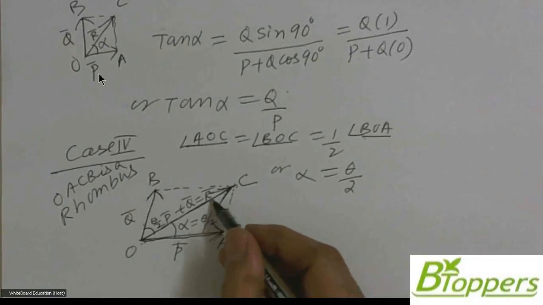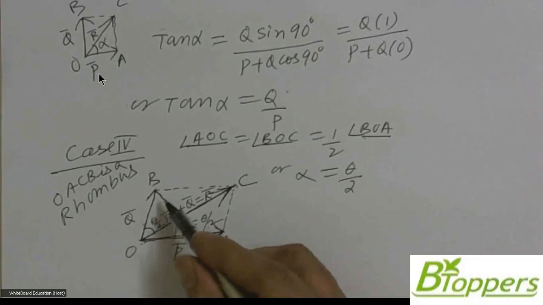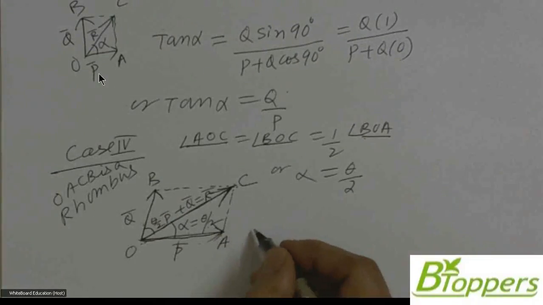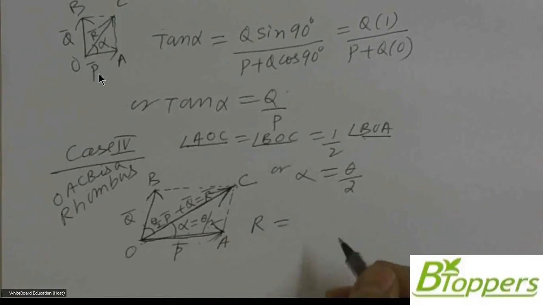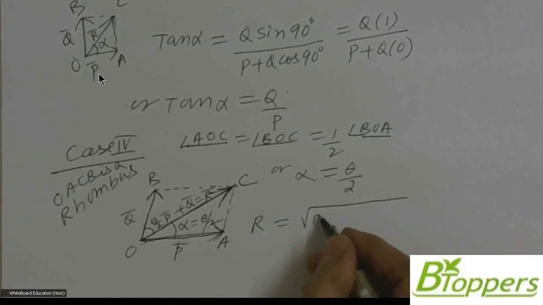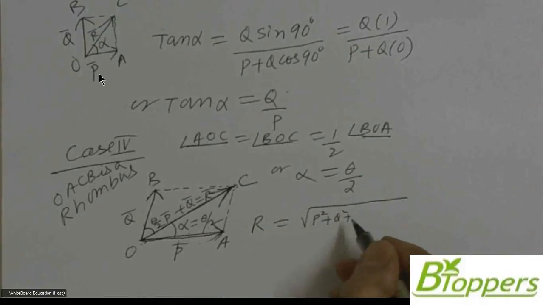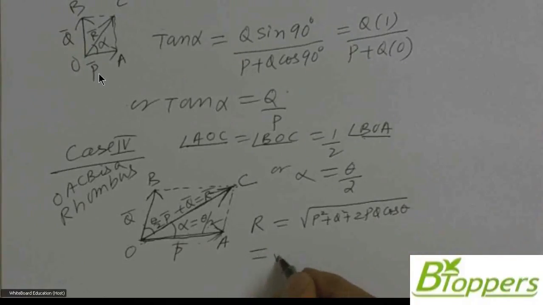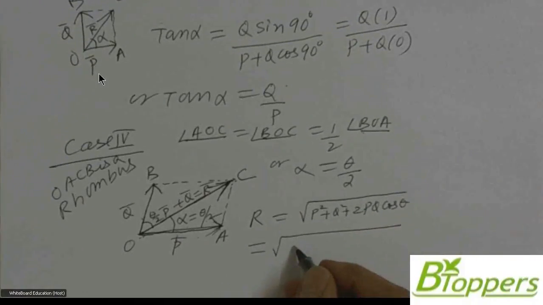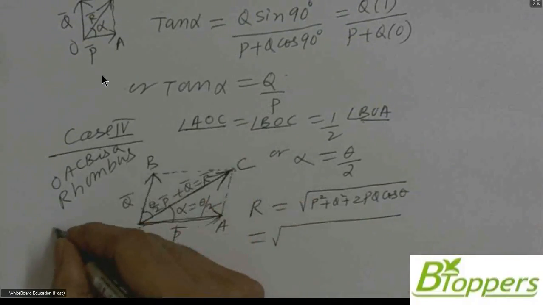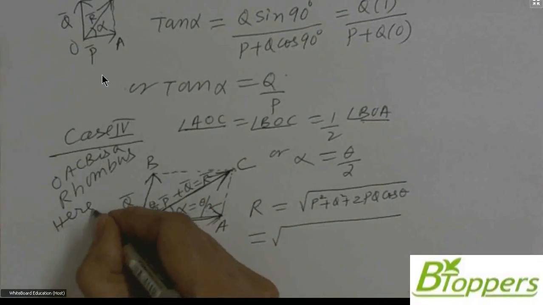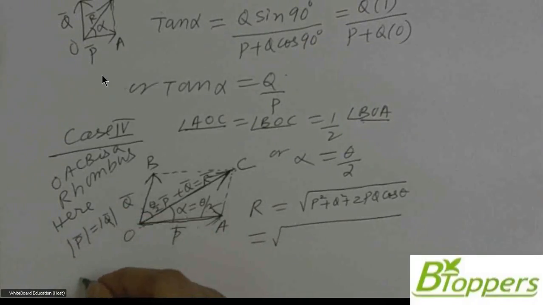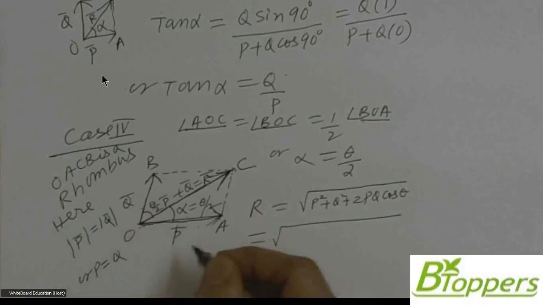So this will also be, that means the angle between resultant and P bar is theta by 2. The angle between the resultant and Q bar is also theta by 2. The magnitude of the resultant is given by root of p square plus q square plus 2pq cos theta. We can substitute here p equal to q. That means in the special case which we are discussing, the magnitude of p bar is same as magnitude of q bar, or you can write p equal to q.